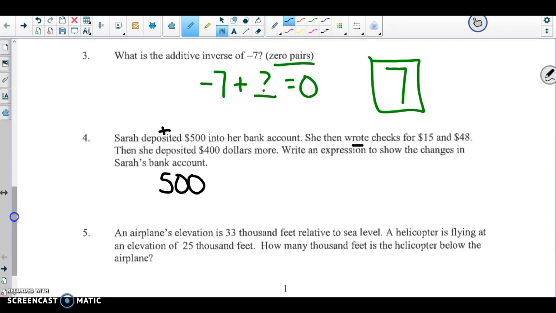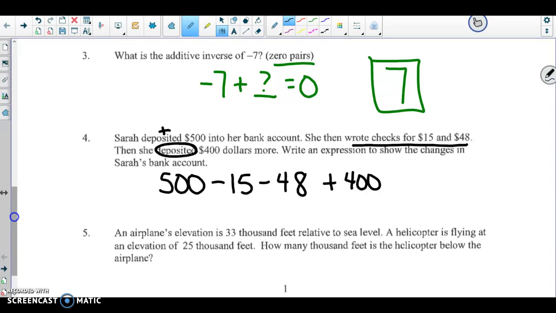And then she wrote checks for $15 and $48. Well, when we write checks, it takes money out. So we're either subtracting off that value or adding a negative, because it's taking that money out. So we could say -15 and -48 to take that money out. And then again, we deposited some more money, so we've got to add 400. Now keep in mind that could be plus -15 and plus -48 as well. Didn't ask us to solve it, so we're just going to write the expression.